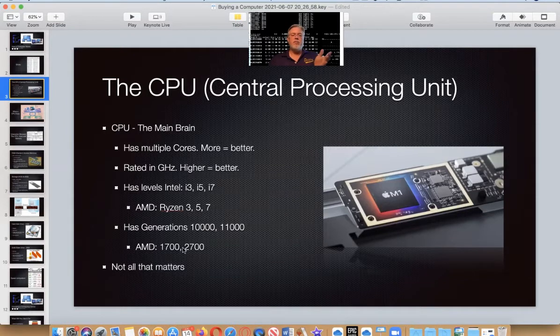Now, the final line here, though, the CPU is not all that matters. You can have a fantastic super CPU, but if you're not enough RAM, then you're in trouble, or not enough storage space, then you're in trouble. So while this is the main thing that you look at and say, this is going to provide me a certain amount of speed, a certain amount of performance, it's not the only thing, right? It's not the only thing you're looking at.